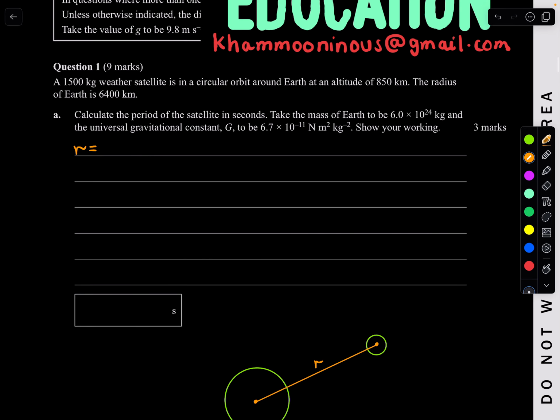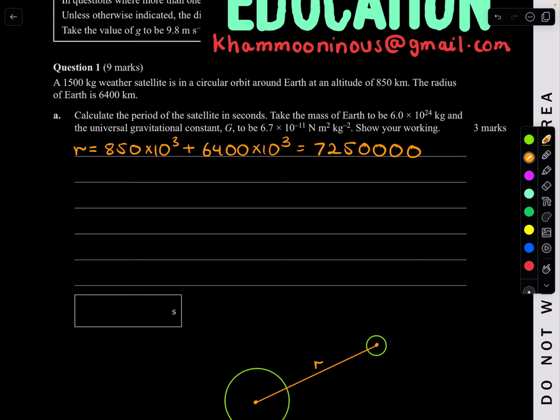So let's do that. 850 times 10 to the power of 3 to make it meters, plus 6400 times 10 to the power of 3, which gives us 7,250,000 meters.